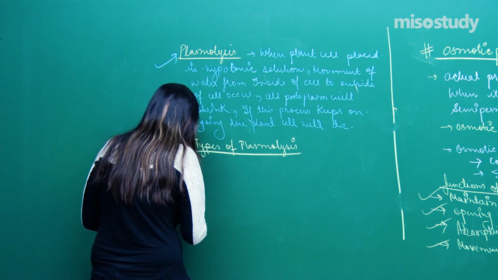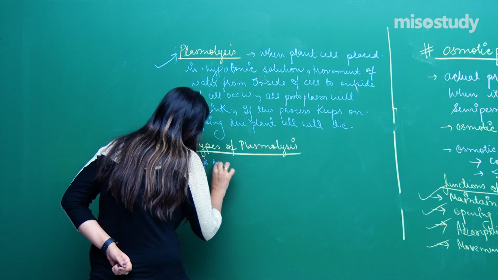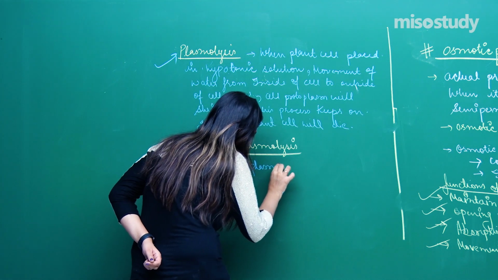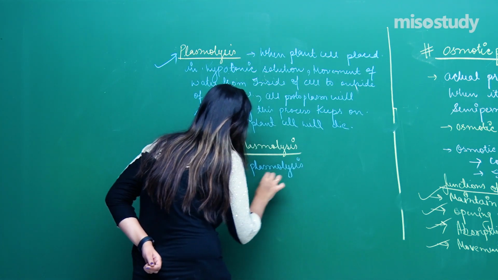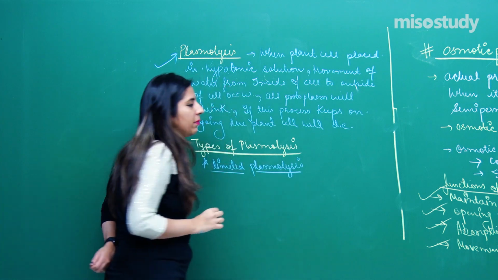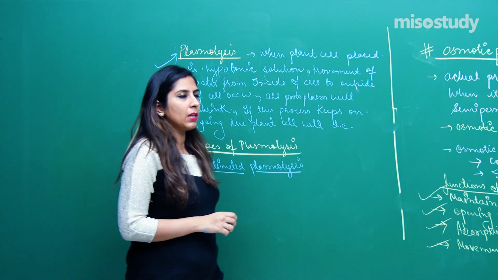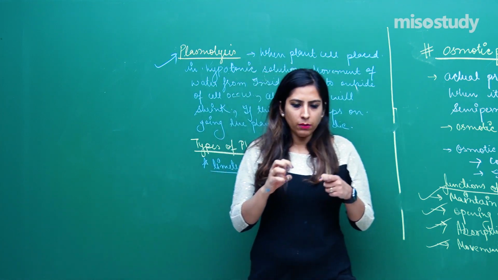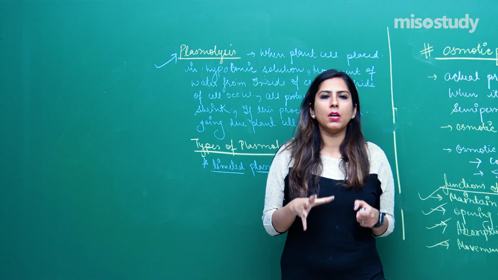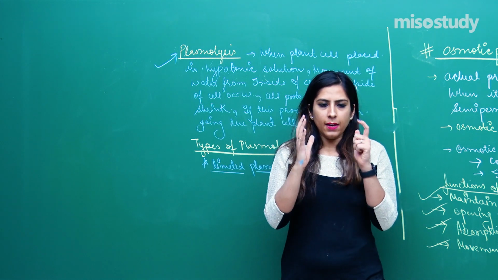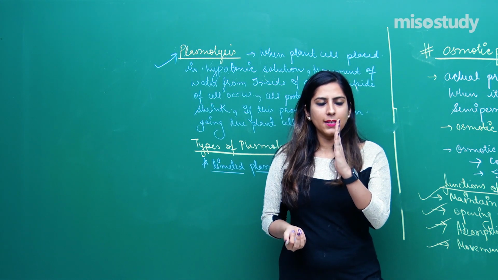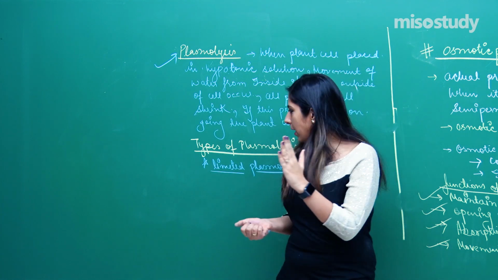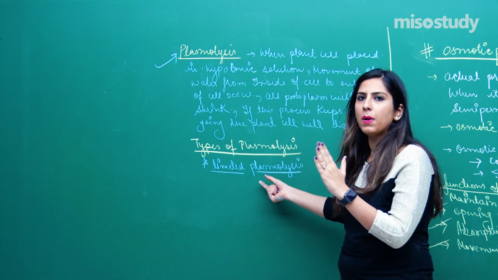There are three types of plasmolysis. First is called limited plasmolysis. That means suppose one of the plant cells is kept in a hypertonic solution. Movement of the water will occur from inside of the cell to the outside of the cell. Now what will happen? There will be less turgor pressure exerted on the wall. The turgor pressure at that particular time will be 0. This is called limited plasmolysis.